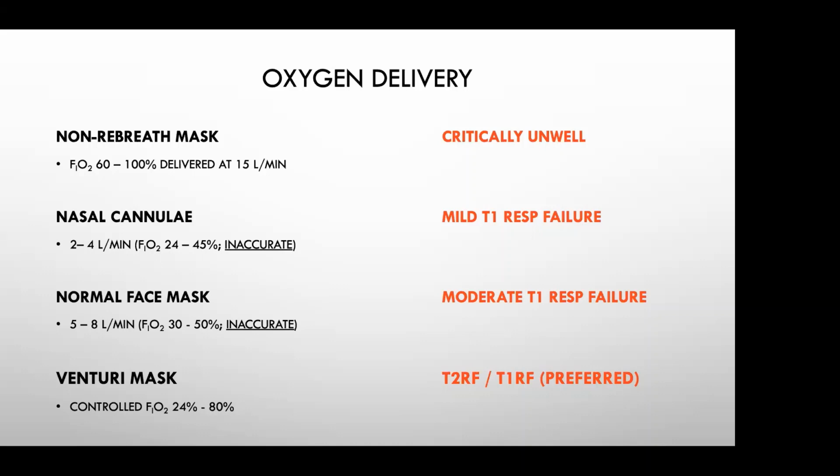And then your Venturi masks go up in gradations from 24%, 28% up to about 80%. And it gives you an exact idea of how much oxygen you're giving them. That's preferred for all patients who are at risk of hypercapnia, so the COPD, neuromuscular, and obese patients we were talking about from before. And I would say it's also preferred in your normal hypoxic patients as well.